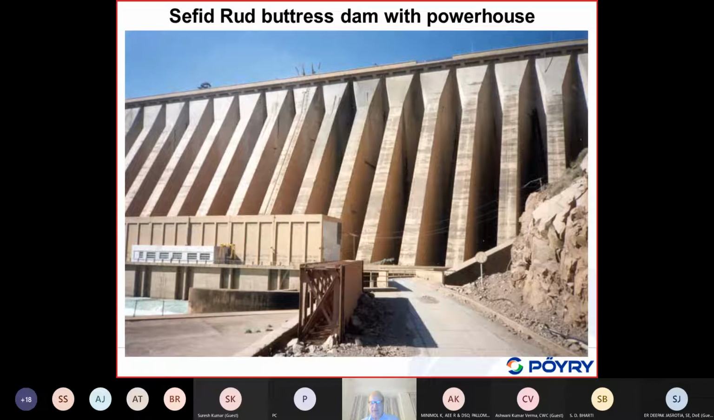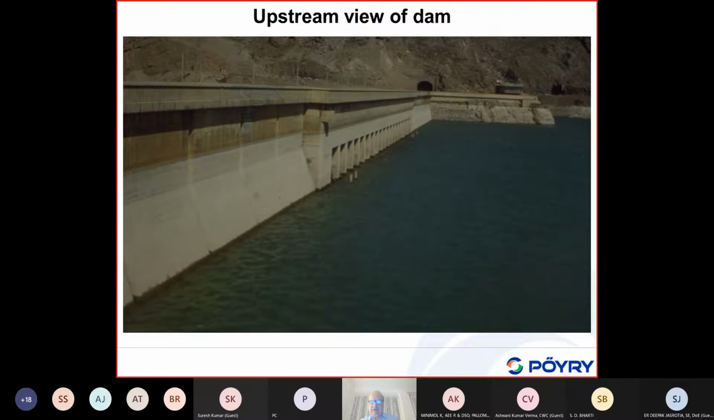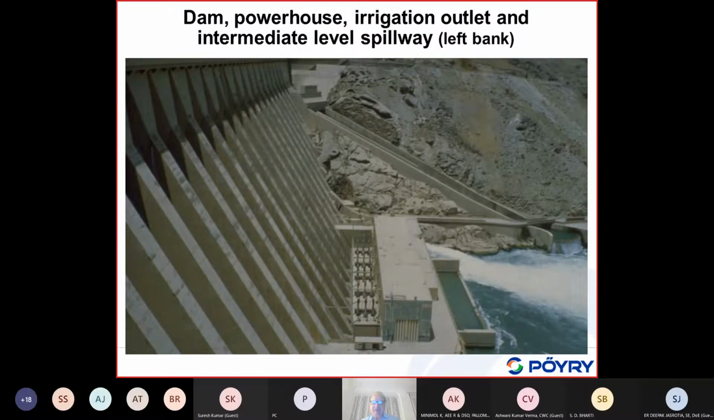Okay, we see here a photo from the left bank to the dam body. Maybe you can see here already some water leakage, some leakage here, and so on. Okay, this is a view from the upstream face of the dam. Here once more downstream with the powerhouse. It is a relatively small powerhouse.